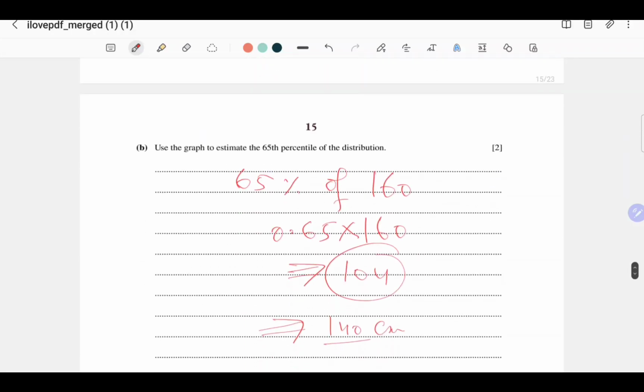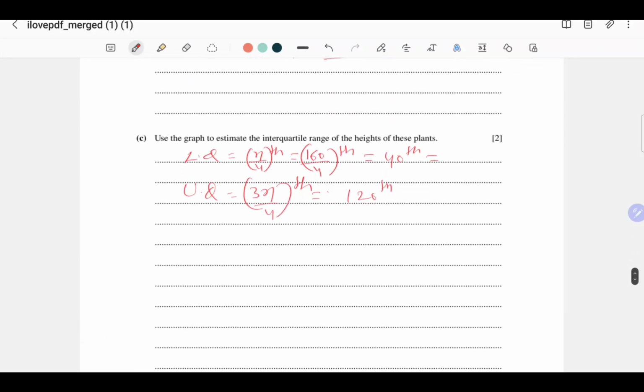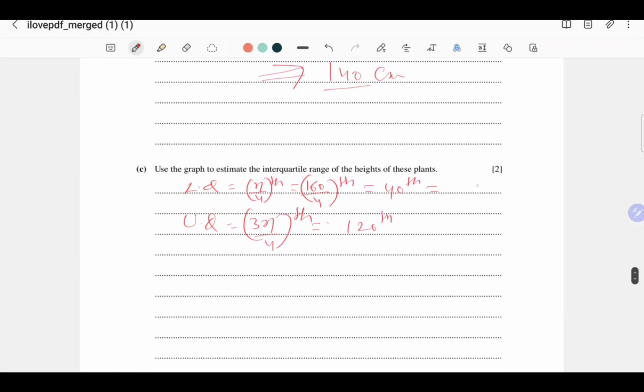Okay, so guys, we got 76 here, and here we got 150. So the IQR is the upper quartile minus the lower quartile. So that is 150 minus 76. How much? 150 minus 76, that is 74. Okay.